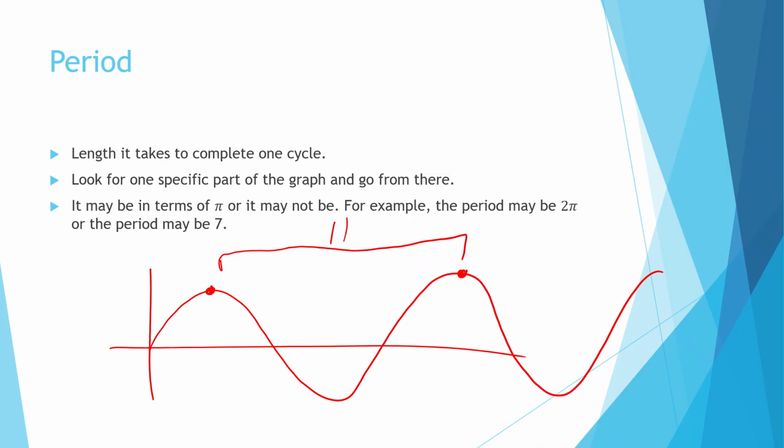What you could also do is look at a key characteristic such as it being at the midline and maybe going down there. So this is the next time it does that. This distance would then also, in this case, be 11 as well. And so really just look for one key specific part of the graph and then just go from there.